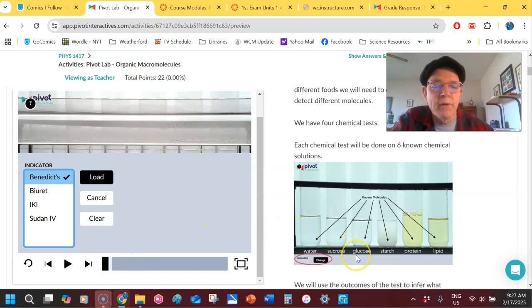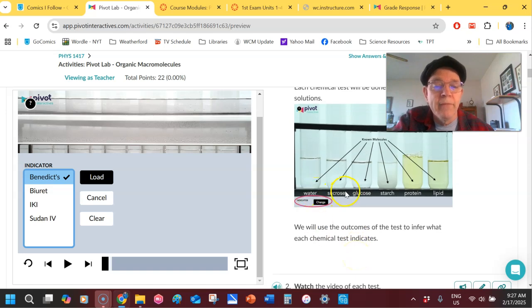Okay, in this experiment, we are going to test water, which should not have any micronutrients in it. We also have sucrose, which is table sugar, glucose, which is the sugar produced by plants and one of the major energy sources in the world, and starch, all right, proteins, and finally a lipid or oil sample.